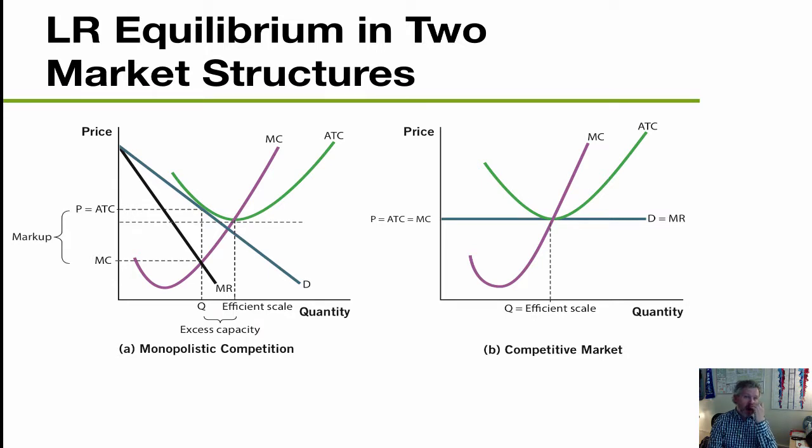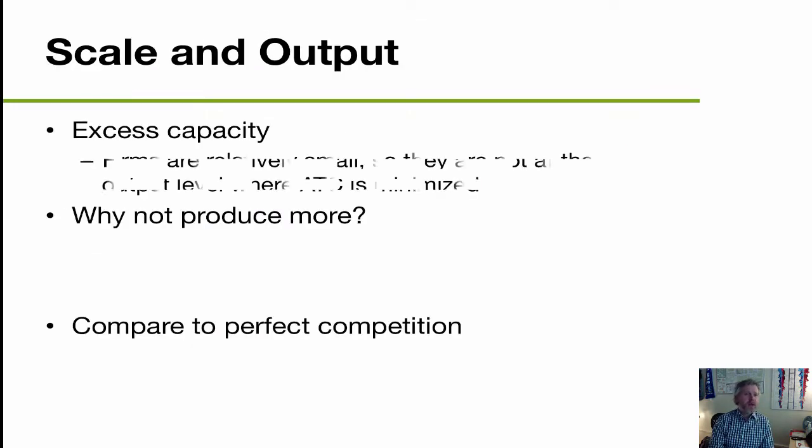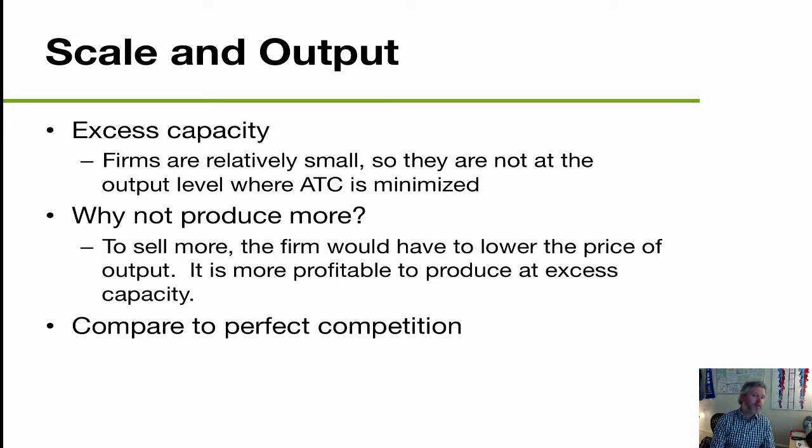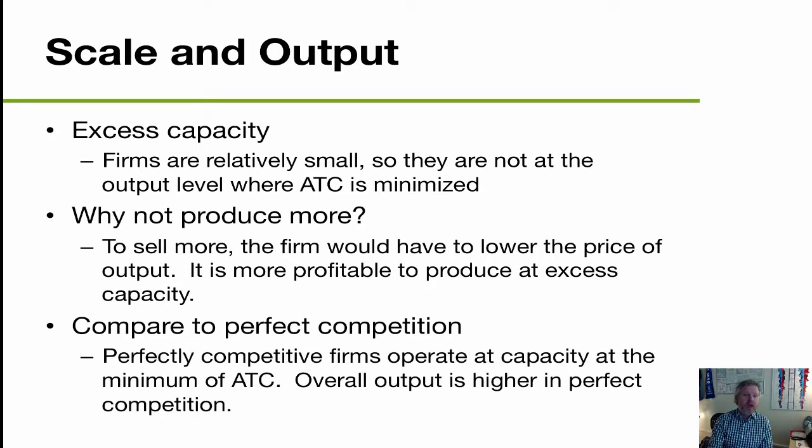So excess capacity means that the firms are relatively small and they are not producing at the output level where average total cost is minimized. All of these firms could crank up capacity if they needed to. Why don't they produce more? Because to sell more, the firm would lower its price and they would make less profit. It would be less profitable to produce that excess. And we compare that to perfect competition.